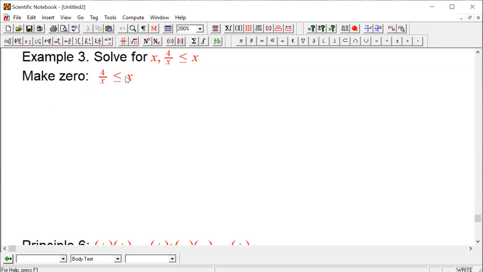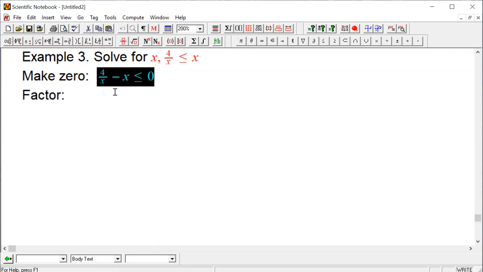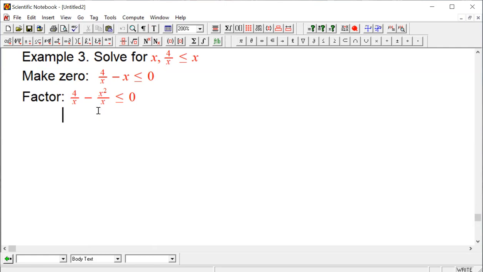How do you make 0? Just bring x over, less than or equal to 0. So make 0. And the next one is to factor. These are the most straightforward way to do it, without confusing you. We want to be consistent. Make a common denominator. So this is going to be 4 minus x squared, all under x, less than or equal to 0.